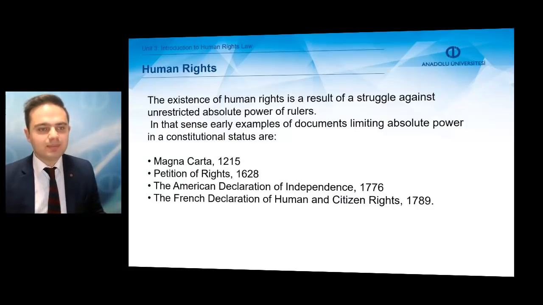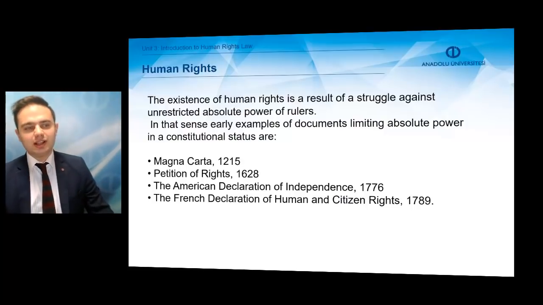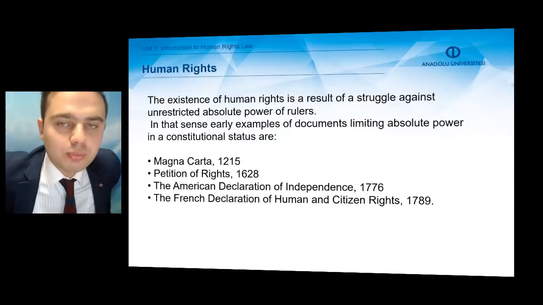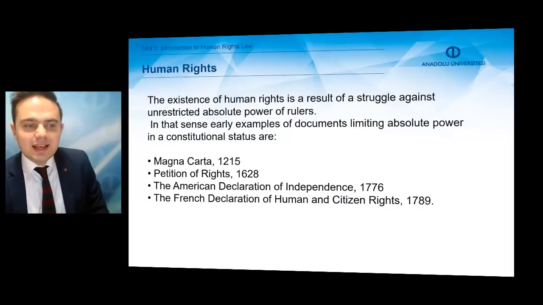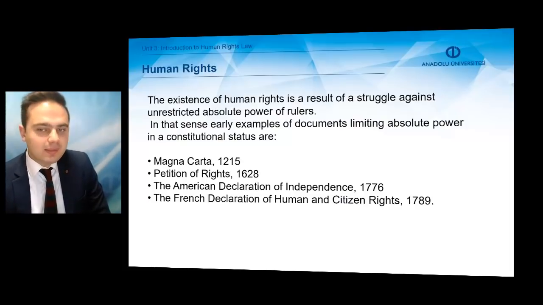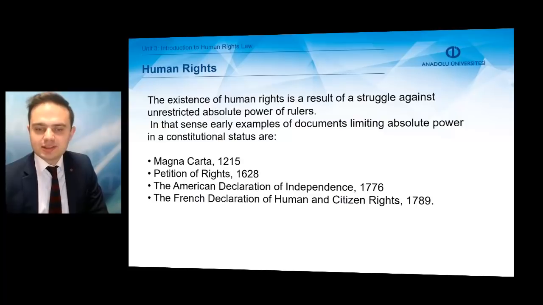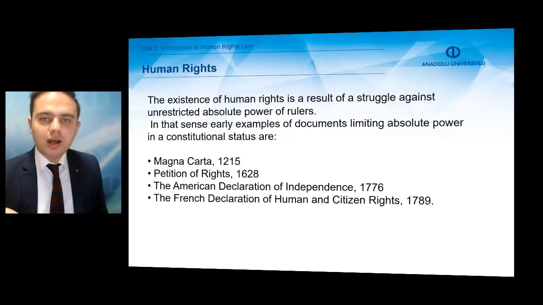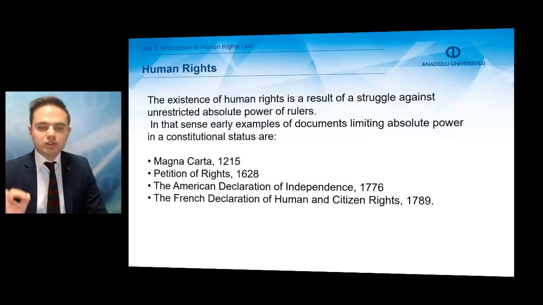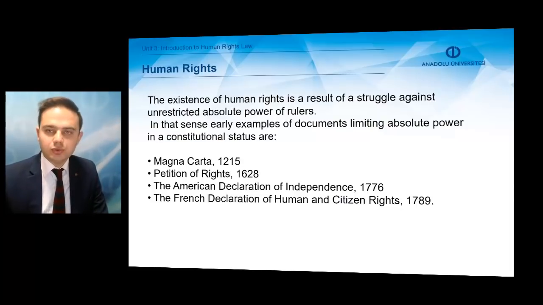Okay, let's continue with the fight between people and the kings, monarchies, to get the human rights. The existence of human rights is a result of struggle against the unrestricted absolute power of rulers. In that sense, early examples of documents limiting absolute power in a constitutional status are the Magna Carta, the Petition of Rights, the American Declaration of Independence, and the French Declaration of the Rights of Man and of the Citizen. The last one is the most important one, the French Revolution. Okay, let's continue.